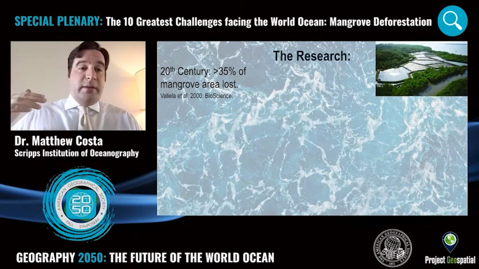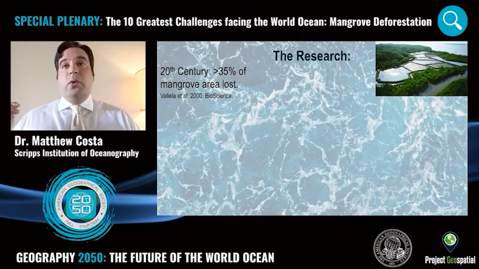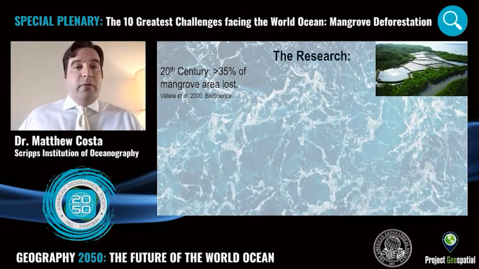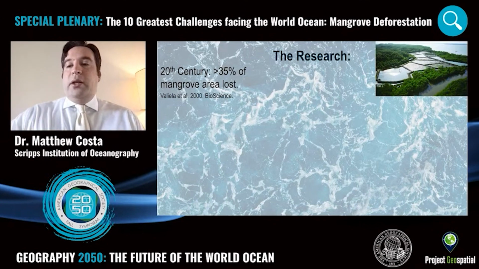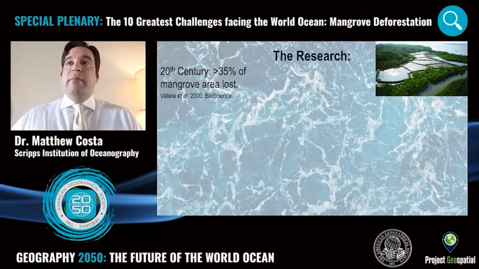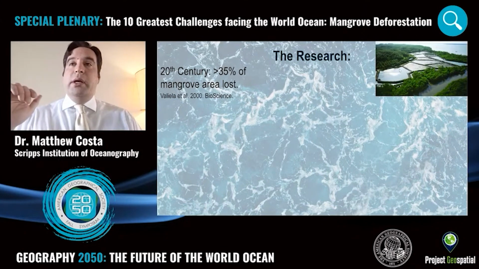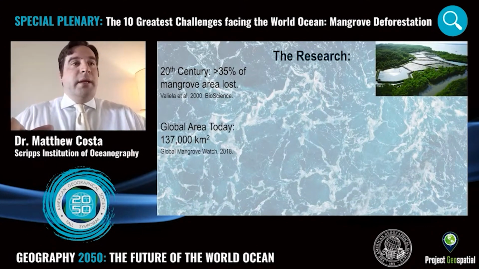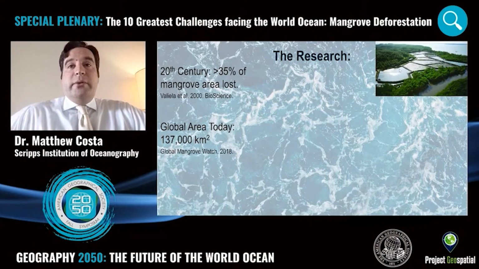During the late 20th century, these rates of mangrove loss were observed to be highest in the Americas, actually reaching rates of up to 2% of global mangrove area lost per year. And one of the major risks, especially in the Americas, in some places, was the conversion to shrimp pond aquaculture, as you can see in this picture. Today, it's estimated that about 137,000 square kilometers of mangrove remains around the world.